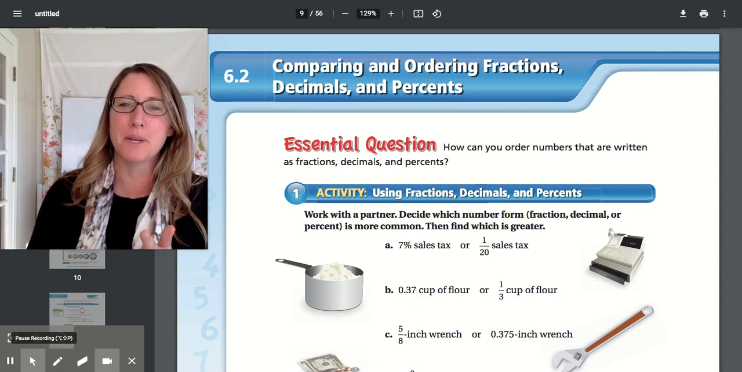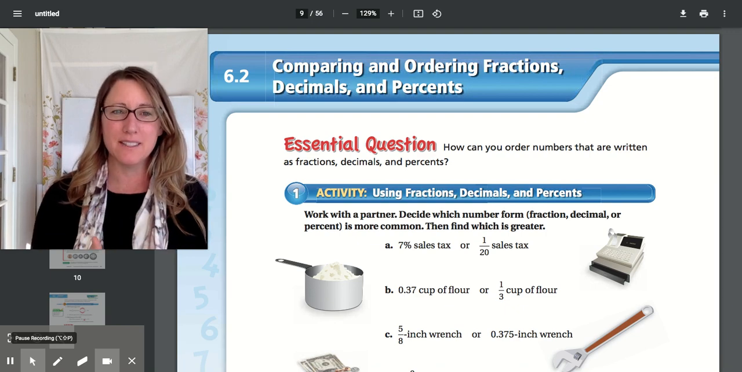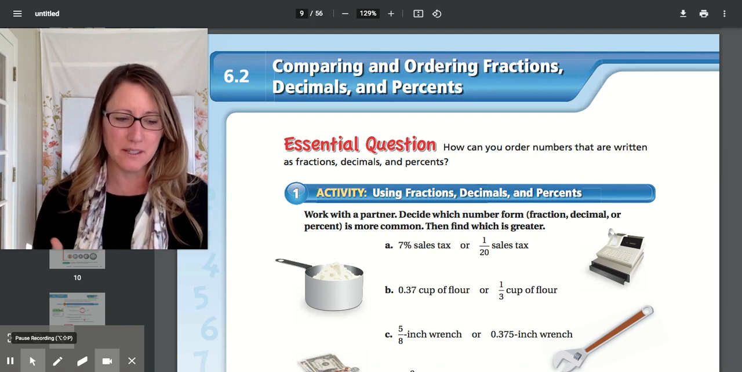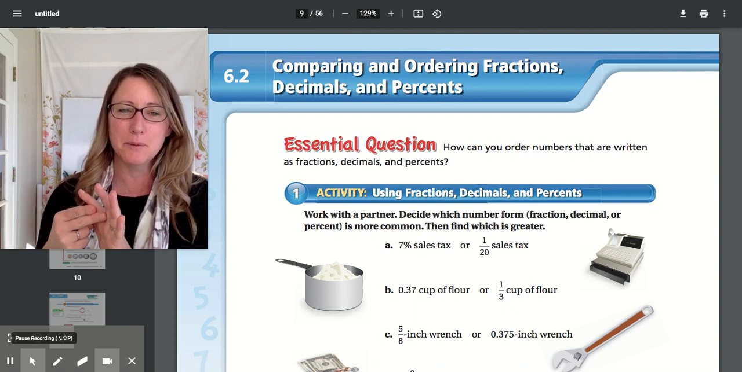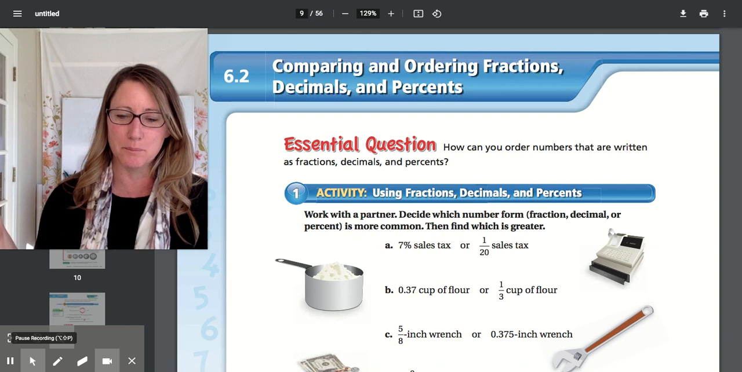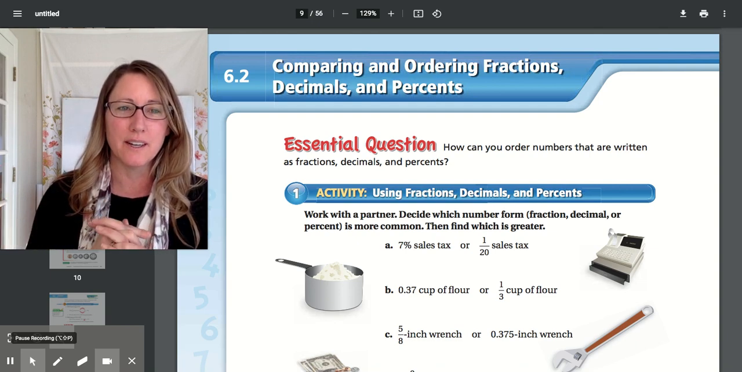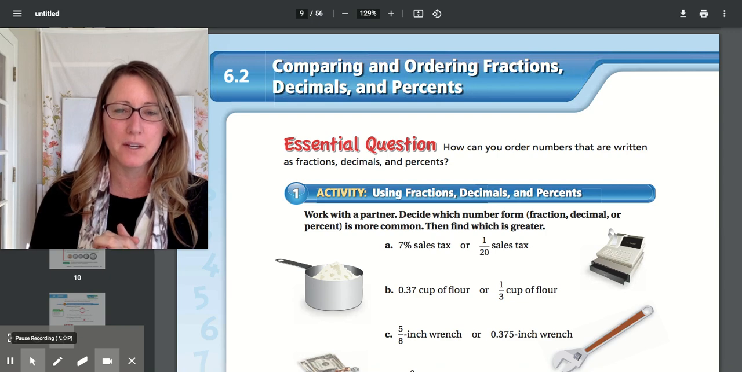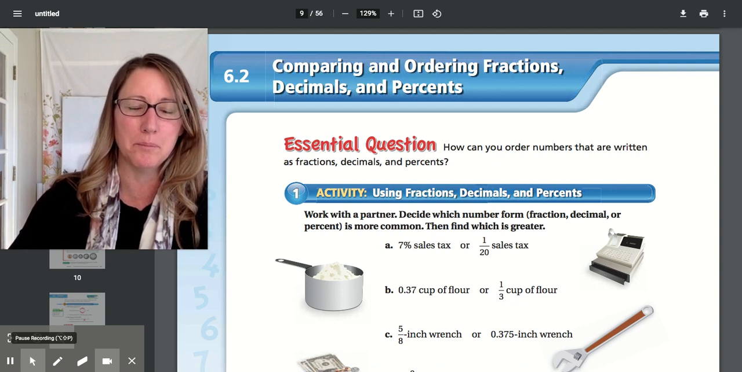We are working on comparing and ordering fractions, decimals, and percents. So, in your last lesson, you saw how to go from a percent to a decimal by just moving that decimal point over two spaces and putting a percent sign behind. So, we're going to get to the point that you are super fluent going from fractions to decimals to percents. That's our learning target for today. So let's take a look at what that means.